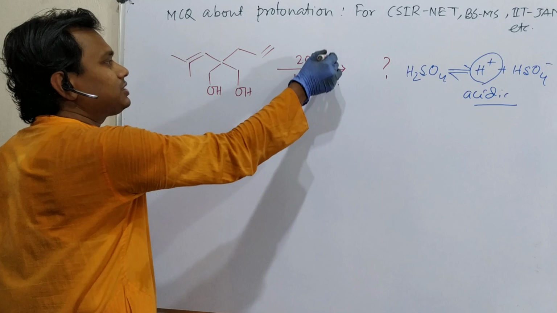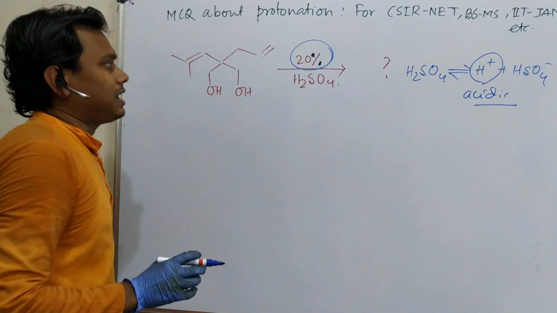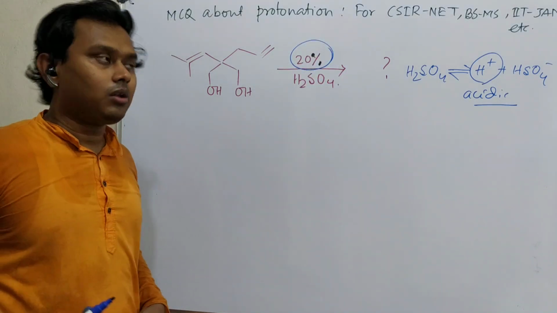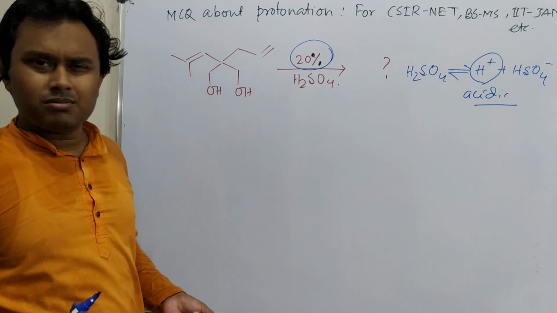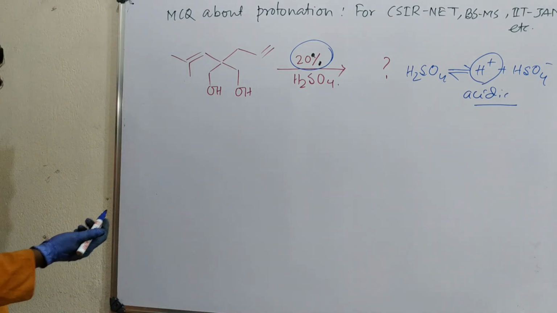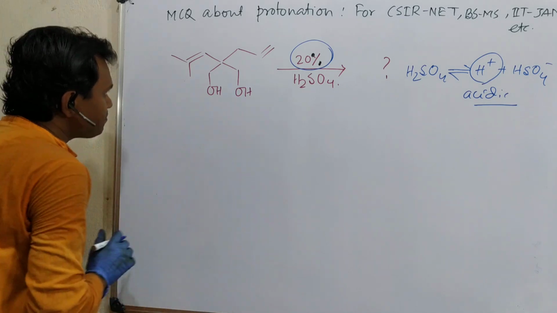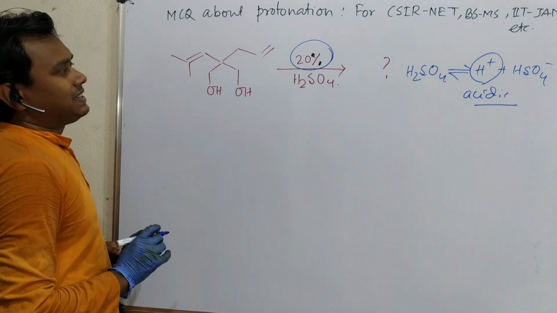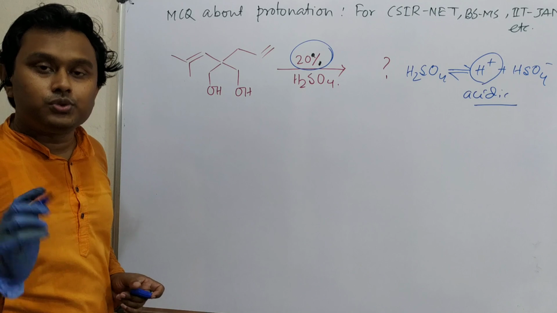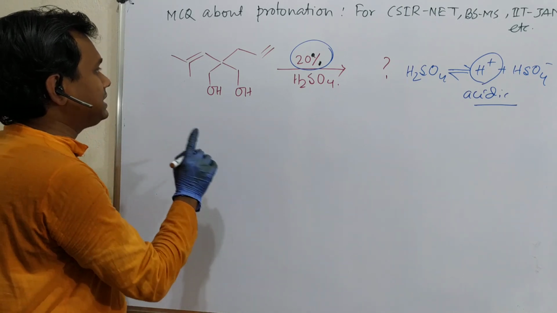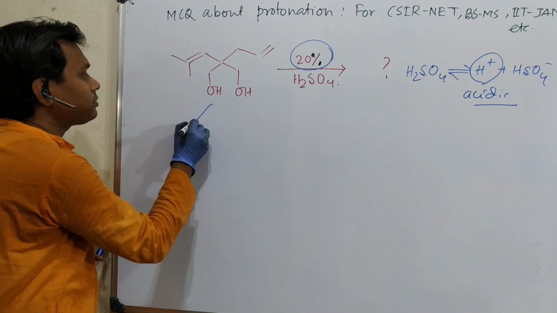And see here, 20% is sulfuric acid. The other part could be alcohol or water. Better to say water, because this is soluble in water. Now the question is, what will the sulfuric acid molecule do? It has 3 types of options. What 3 types of options?